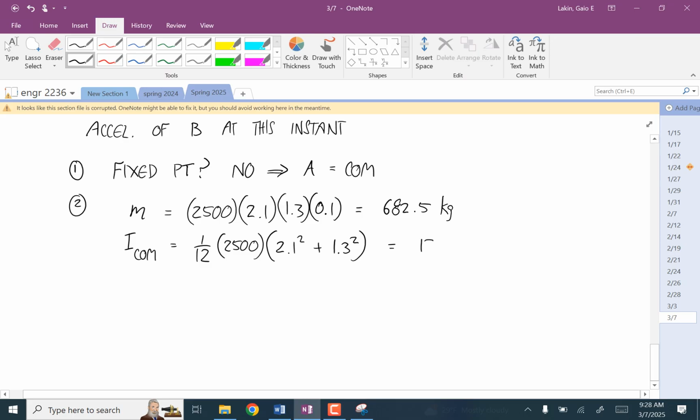And so that is 1270.83 kilogram meters squared. Yep. Why are you multiplying by 2,500? Is it math? Yes, it's mass. I'm sorry. That's why we went through all that. $682.5. Okay, so this is 346.94.